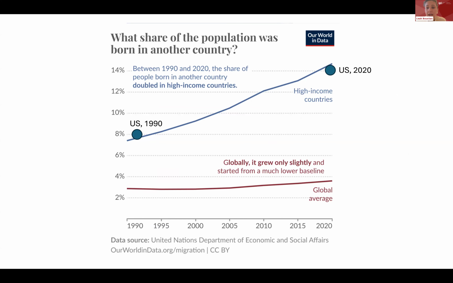And indeed, if you look at the inflows of immigrants to the United States and to other high-income countries over the past 30 years or so, the US is no longer exceptional as an immigrant receiving location. So around 8% of the population in the US was foreign born in 1990, and it's around 14% in 2020. And you can see that those numbers are quite similar to other high-income destination countries.